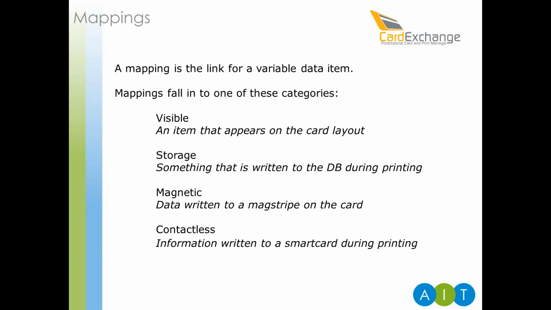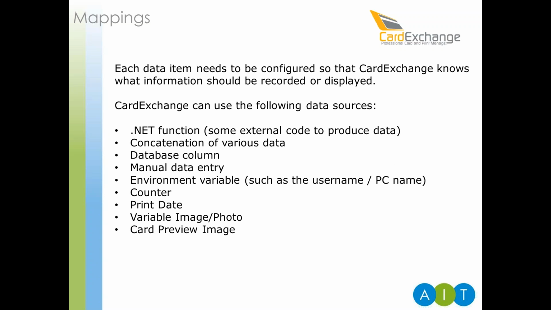Each category provides the facility to read or write information to a specific element of the card. That might be in the physical printing, or it might be something behind the scenes, such as a piece of data that's written to a database, or something that's maybe stored on the card or read from the card. Each mapping item can be linked to a different source of data. I've listed the most common examples on the slide, but there are a couple of others, such as biometric fingerprint capture or a signature being captured to a digital pad.